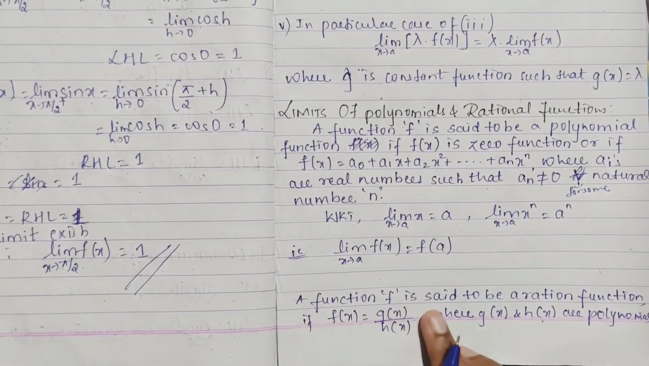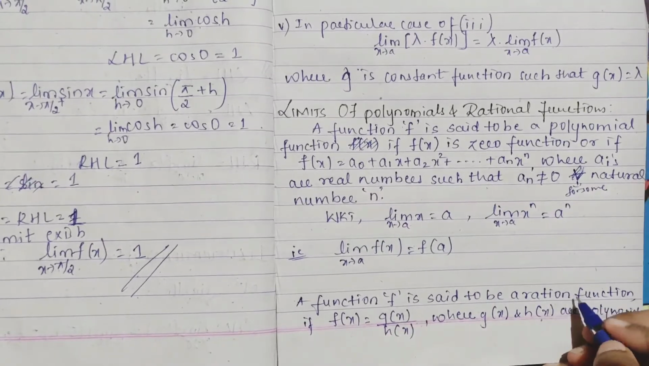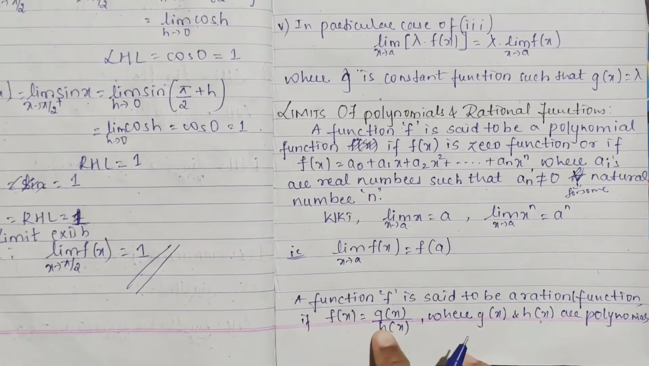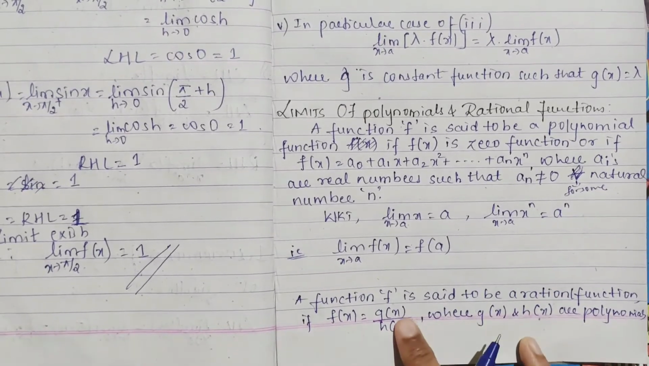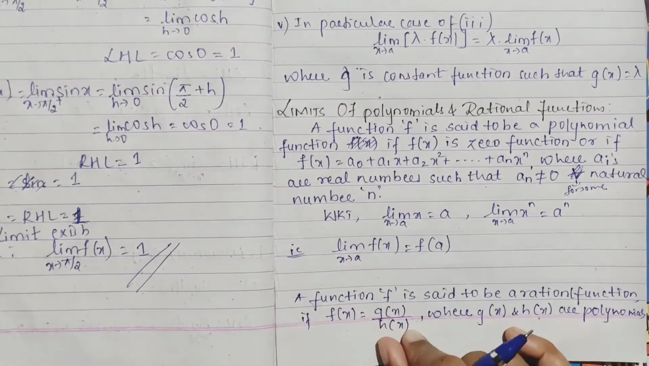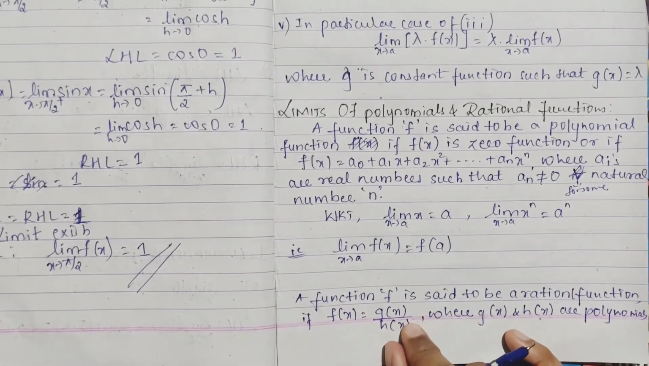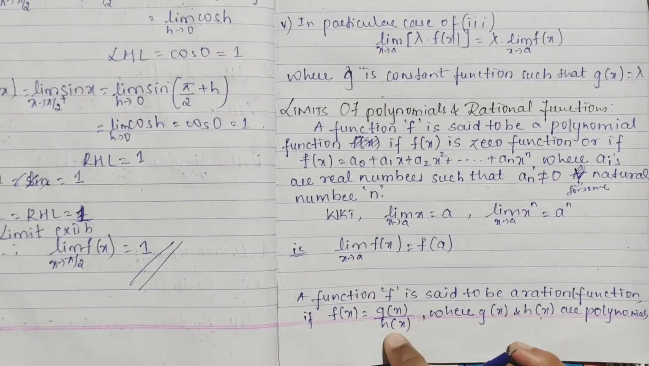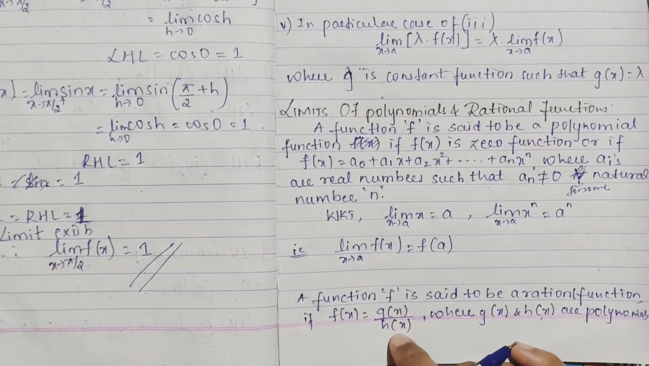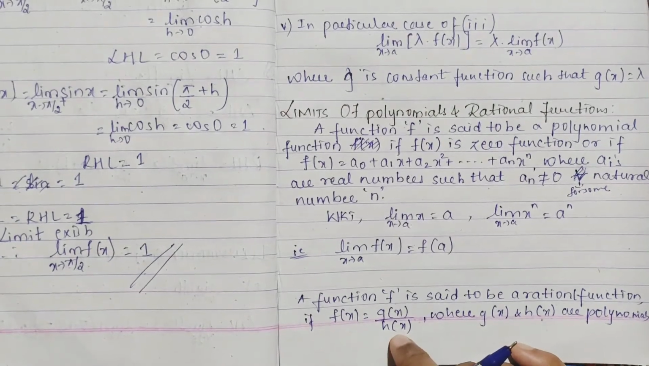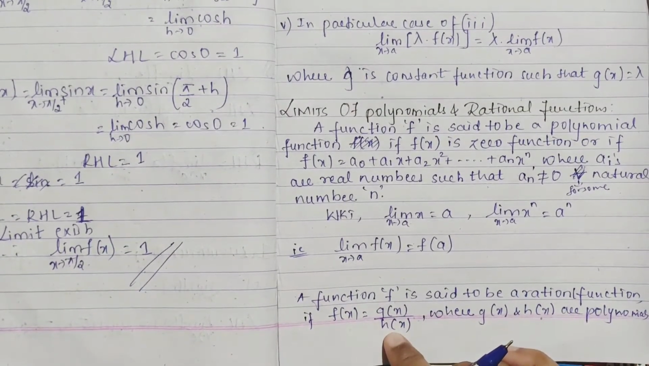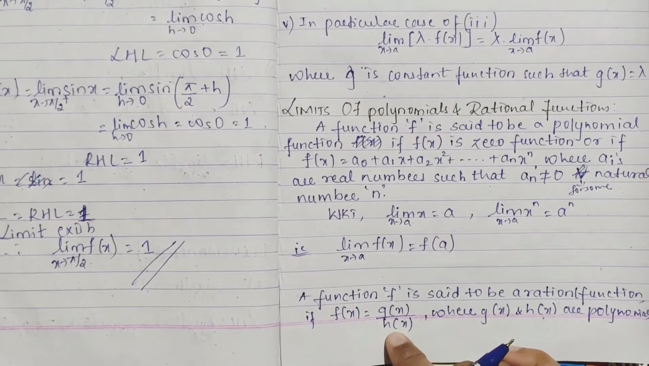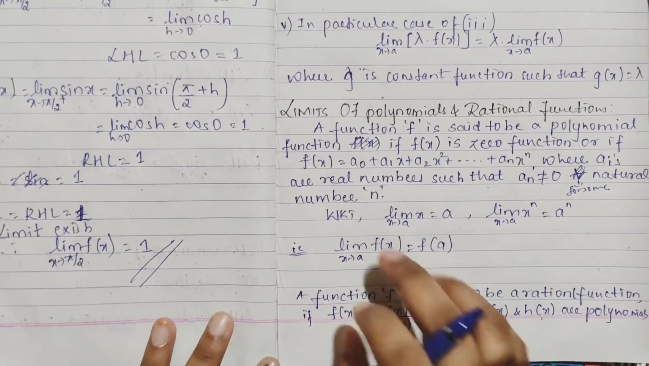A function f is said to be a rational function if f of x equals g of x by h of x, where g of x and h of x are polynomials and h of x should not be equal to 0, because if it is 0, 1 by 0 is not defined. It is infinity in short. So your denominator should never be 0 in case of your rational function. Please note it down.